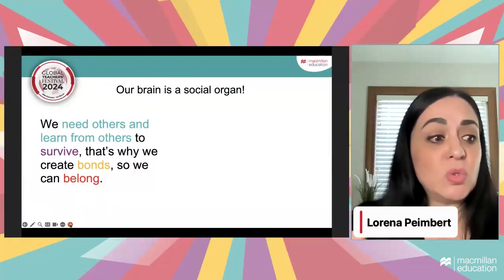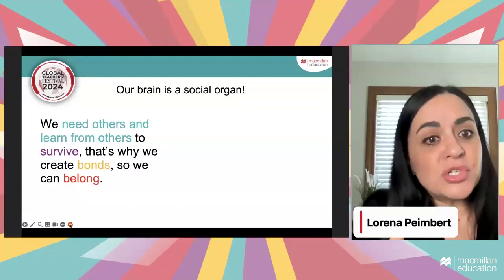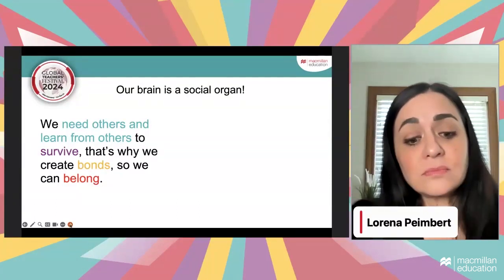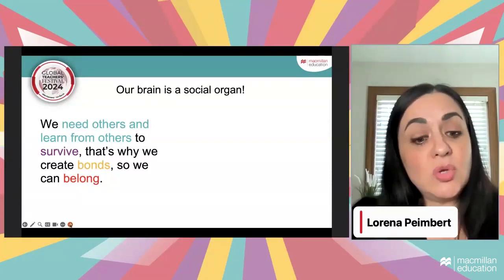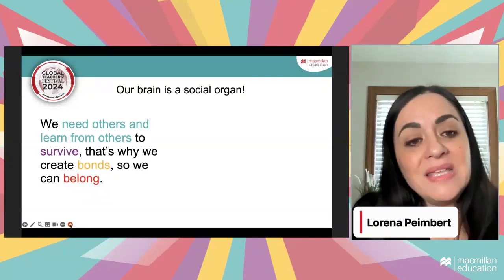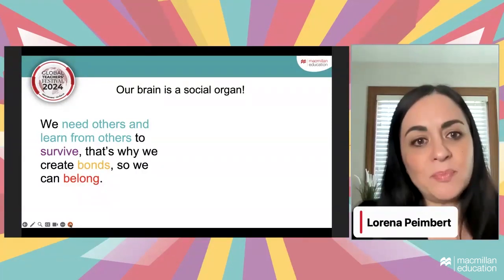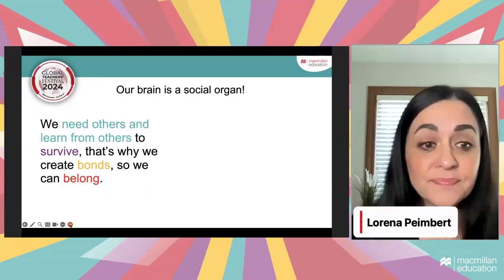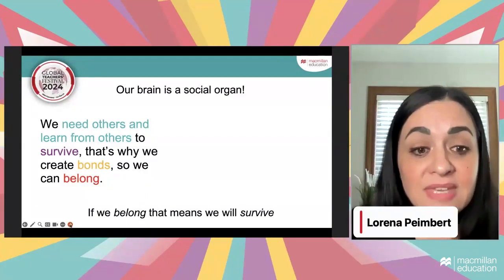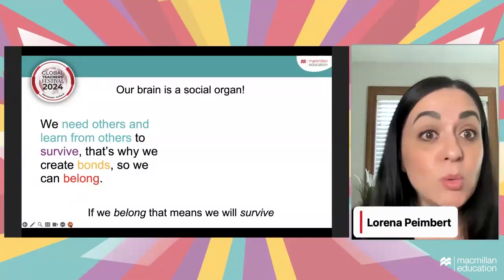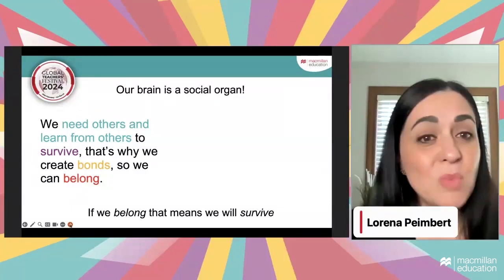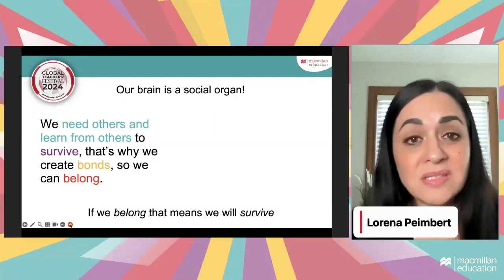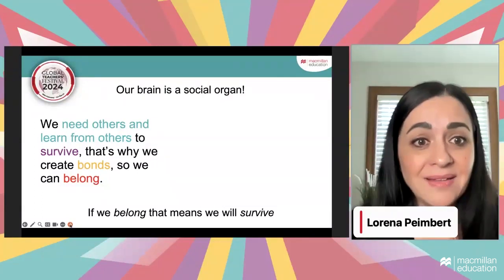Also, we need to learn the language and the culture. That is important to learn everything because that is going to make us belong to a group, okay? That's why we create bonds, to belong. If we belong, that means we will survive. And that is the most important thing that the brain wants. It wants you to survive, okay?